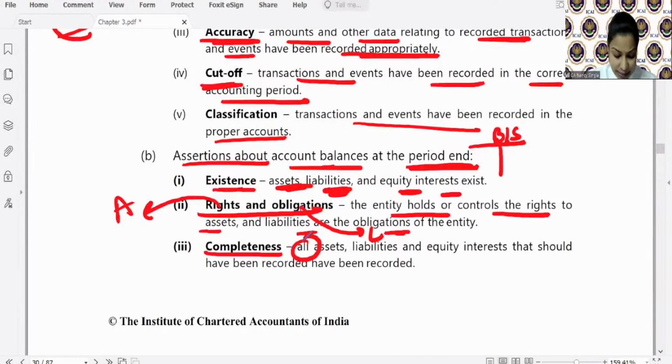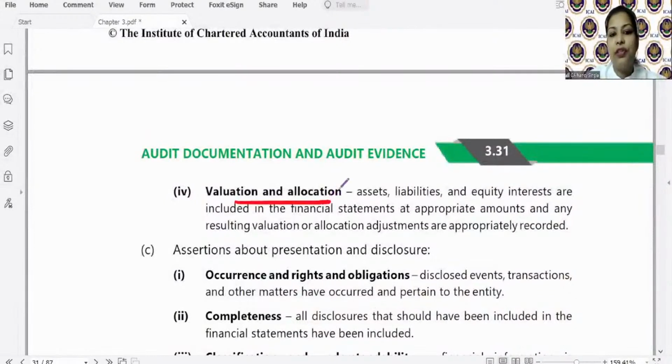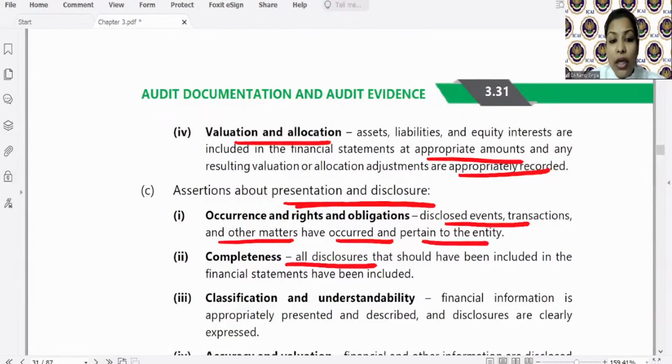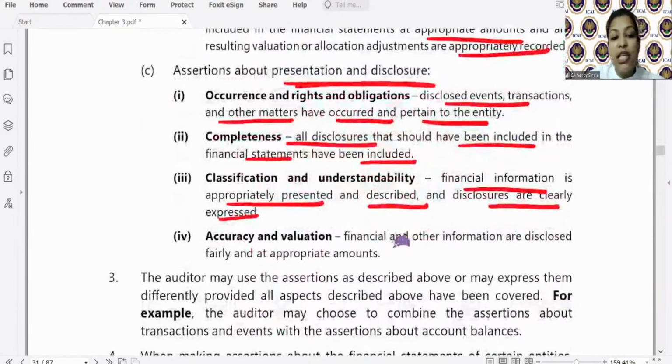Completeness. All assets, liabilities, equity interest that should have been recorded have been recorded. Valuation is correct, with respect to appropriate amounts पे आ रहे हैं, appropriate recording हुआ है. ठीक है. Same way with respect to the presentation and disclosure. So the disclosed events, transactions, other matters have occurred and pertain to the entity. All disclosures that should have been included in the financial statement have been included. The financial statement is appropriately disclosed and described, disclosures are clearly expressed. Financial and other information are disclosed fairly and at an appropriate amount.